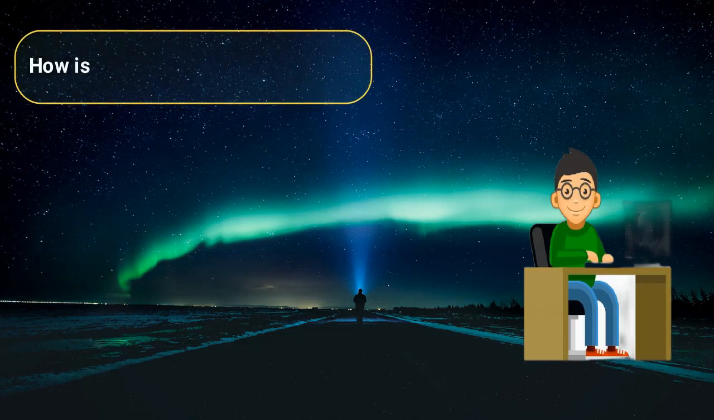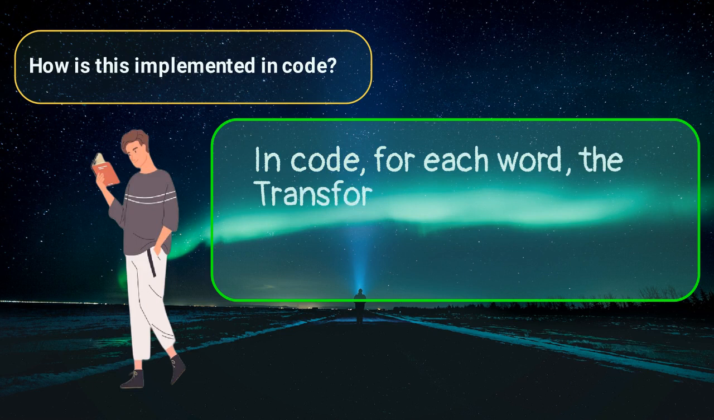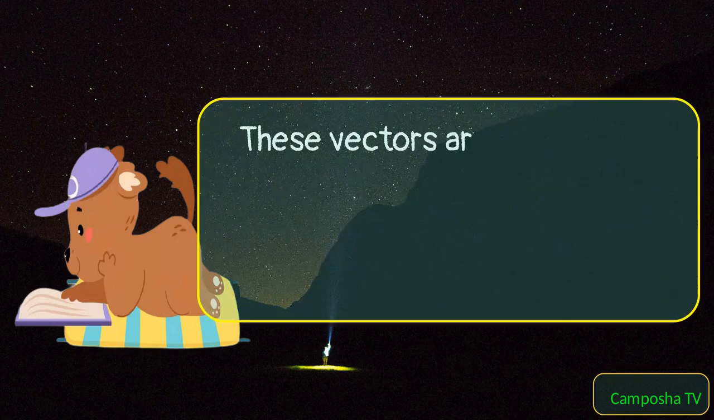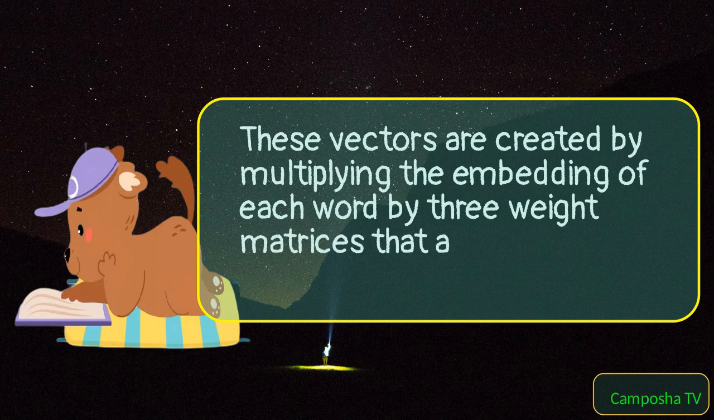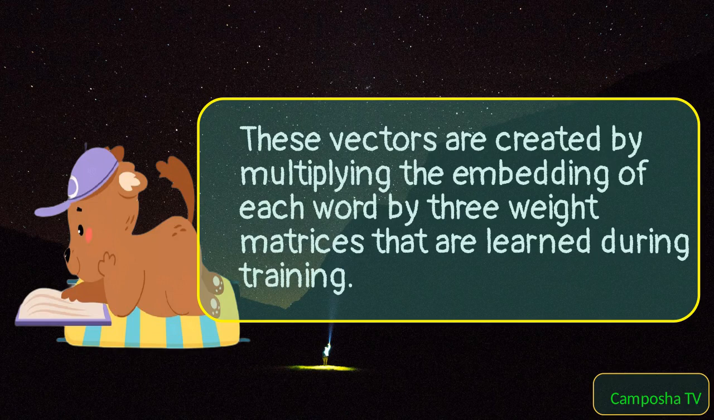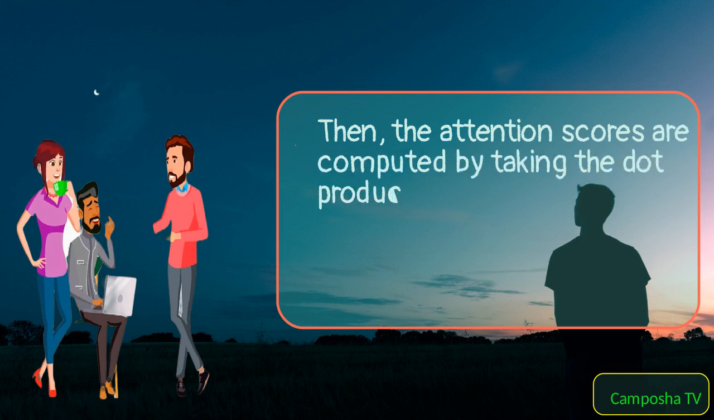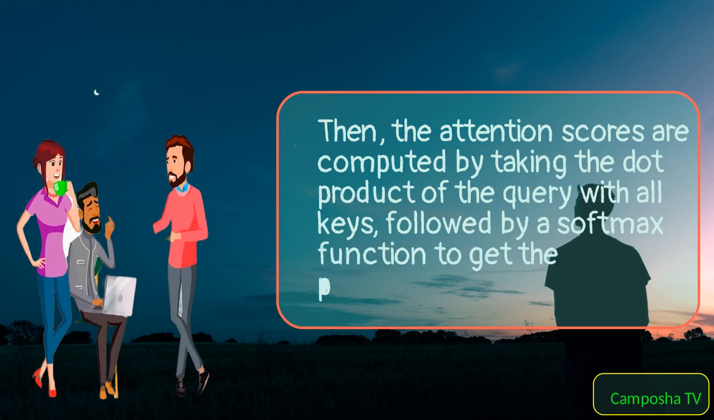Okay, so it assigns relevance to different words in a sentence. How is this implemented in code? In code, for each word, the transformer generates 3 vectors: the query, the key, and the value. These vectors are created by multiplying the embedding of each word by 3 weight matrices that are learned during training. Then, the attention scores are computed by taking the dot product of the query with all keys, followed by a softmax function to get the probabilities.